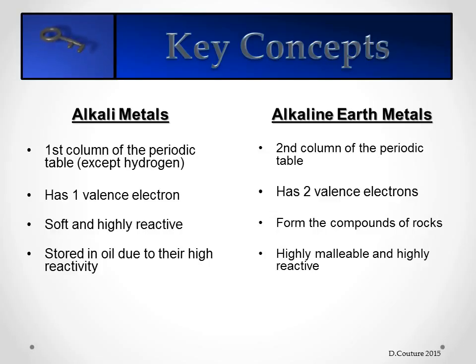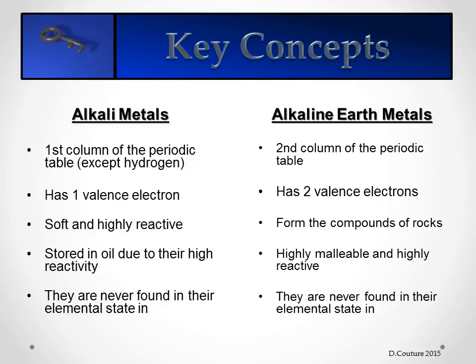Alkali metals, because of their high reactivity, especially with water, are stored in oil. Alkaline earth metals are still highly reactive, but they don't have to be stored in oil, and they're highly malleable. They can be bent easily. They do share one thing in common: they're never found in their elemental state in nature.